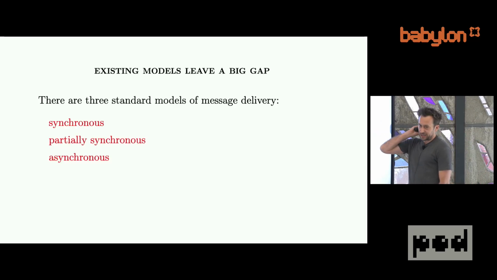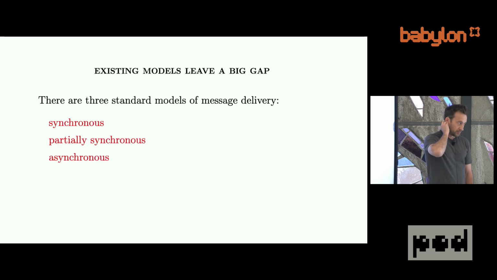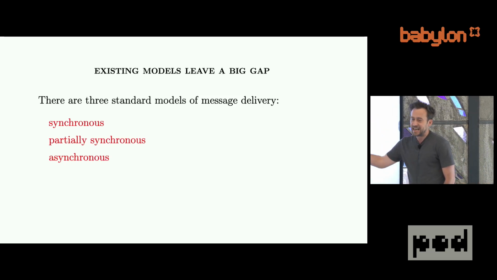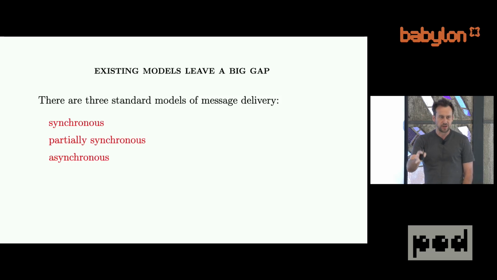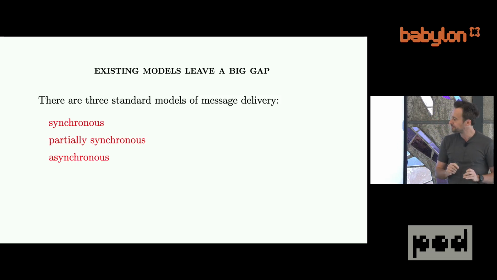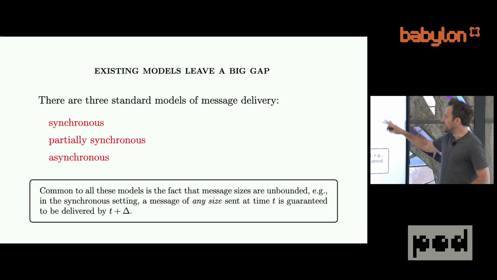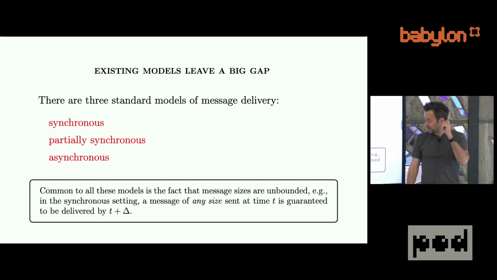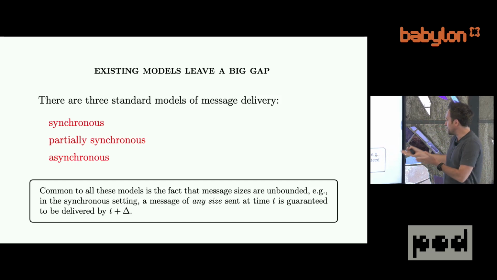So at the moment, if you're going to study a blockchain protocol, a protocol for SMR, there are basically three standard timing models. There's the synchronous, the partially synchronous, and the asynchronous settings. Probably everyone knows what they are. If they don't, it doesn't really matter for this talk. Common to all of these models, though, is the fact that they're sort of indifferent to message sizes. We don't really care about message sizes. So in particular, messages are allowed to be of unbounded size.